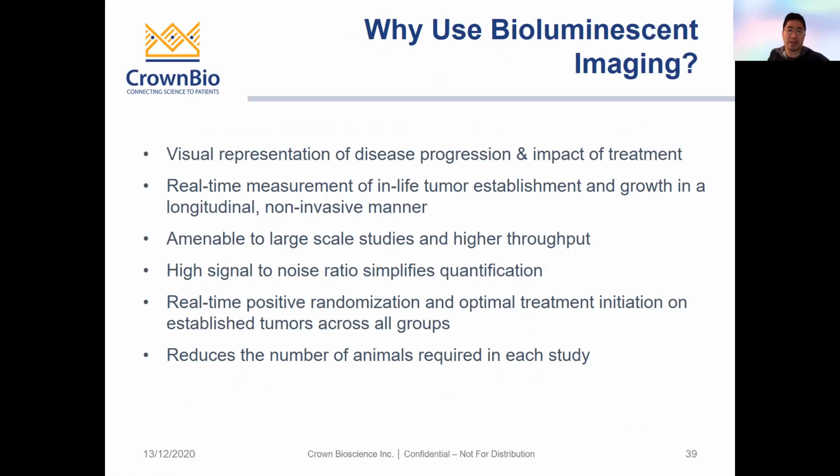Just a quick summary: BLI imaging allows us to follow the disease progression and the impact of treatment. It gives real-time measurement of in-life tumor establishment and growth in a longitudinal, non-invasive manner. It can be very large scale and very high throughput. It also has a very high signal-to-noise ratio that simplifies quantification. All in all, it reduces the number of animals required for the study, and the models are more clinically relevant. And in the long run, it saves time and funding to achieve the end goal, which is to help the patient.